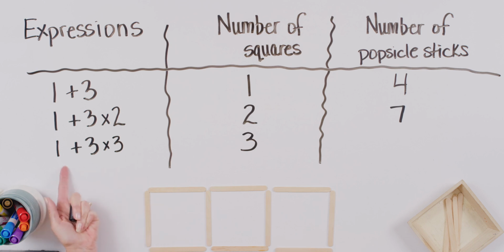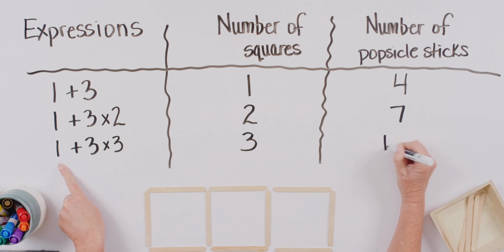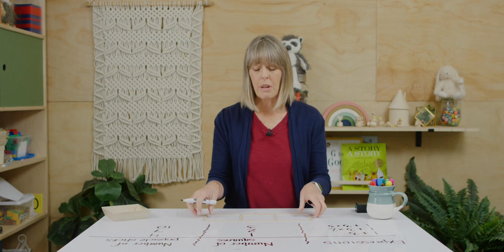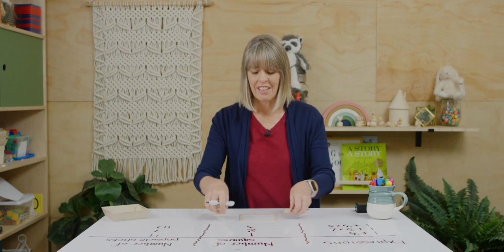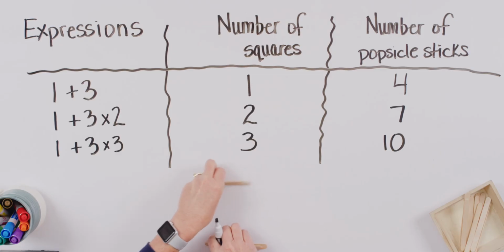How many popsicle sticks did I use? I can even solve it here. I can count them, but let's solve it. 3 times 3 is 9. Add 1. That's going to give me 10. I wonder if you see some patterns already. So I'm going to remove my popsicle sticks now. I want you to really look to see if you see a pattern.